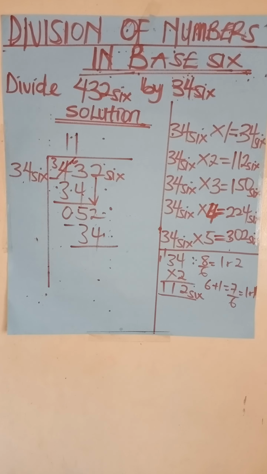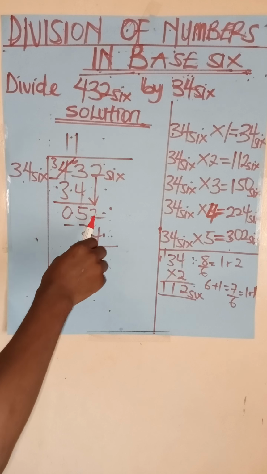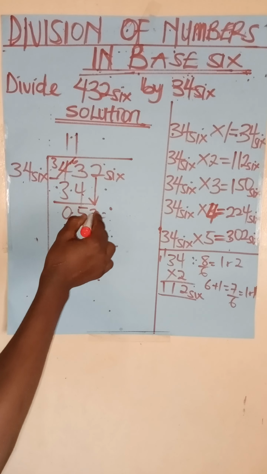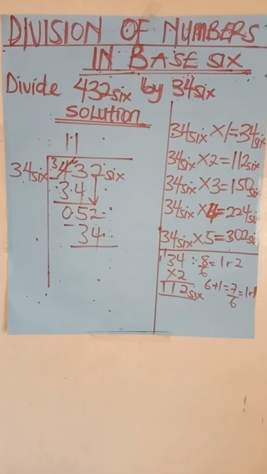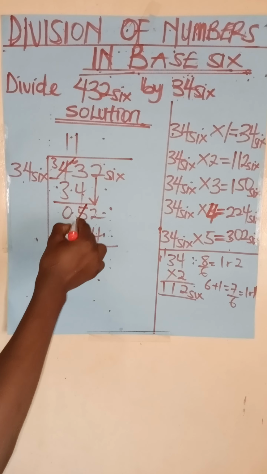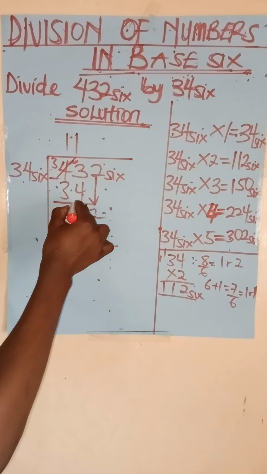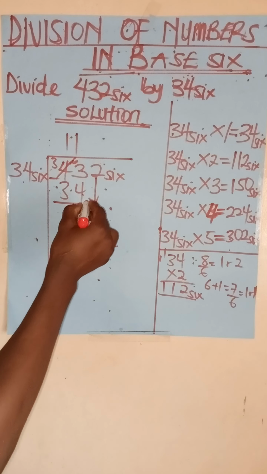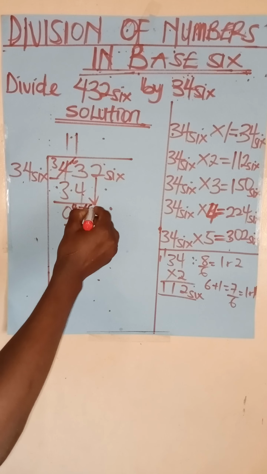Subtracting this as well, that will give me 2 minus 4. That is impossible. Don't forget, I'm subtracting in base 6. So I'll have to borrow from this particular 5. Then here will be 4. If here is 4, what I'm borrowing will reflect as 6 here.